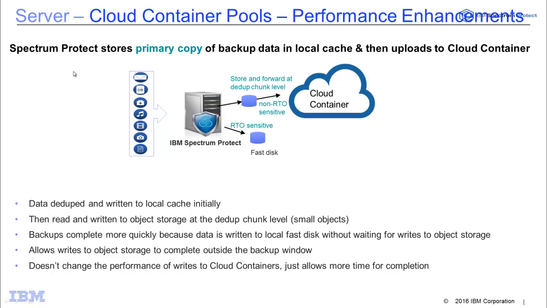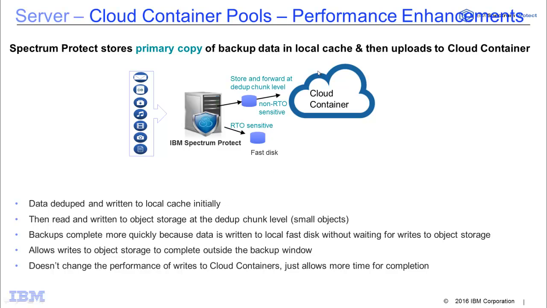The first enhancement on the Spectrum Protect server is a performance enhancement for writing to cloud container pools. We now have the ability to back up data to a local cache and then upload it to a cloud container. This allows the data to be written rapidly to a local directory and then fed out to the cloud containers at a pace that the cloud containers can read and write the data. In this way, the backups will complete more quickly, and it allows the writes to the object storage to complete outside of that backup window.